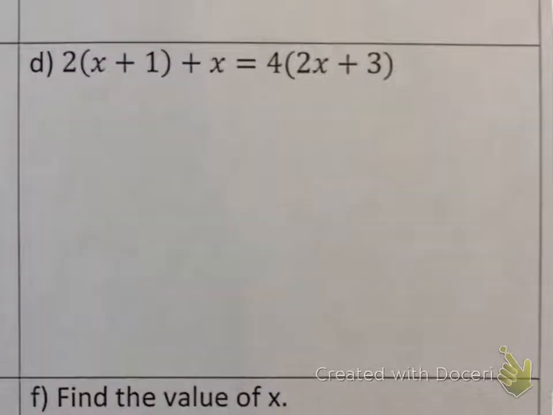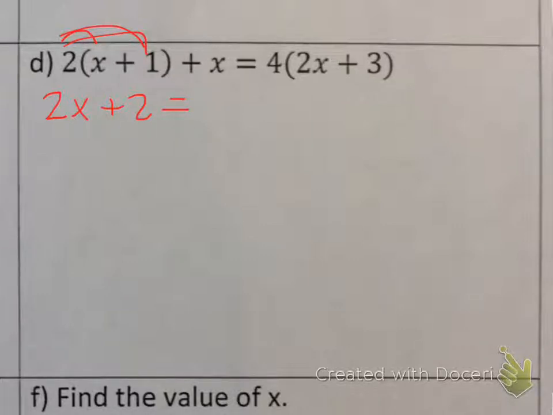Okay. Next problem has 2 sets of parentheses in it. So again, you guys, exactly the same thing. Get rid of those parentheses first, then isolate your variables and solve your equation. So over here, we're going to take that 2 through to both parts. 2 times x is 2x. 2 times 1 is 2.